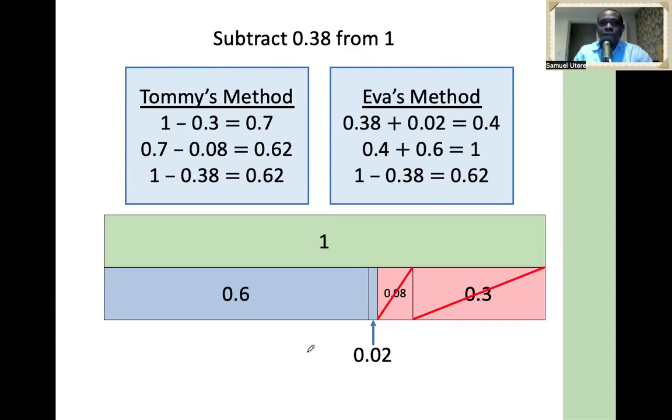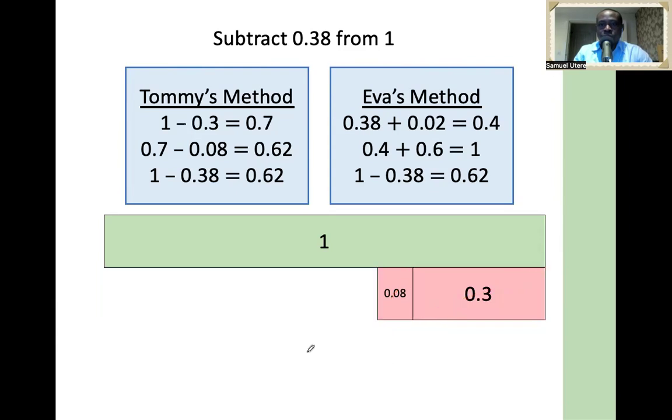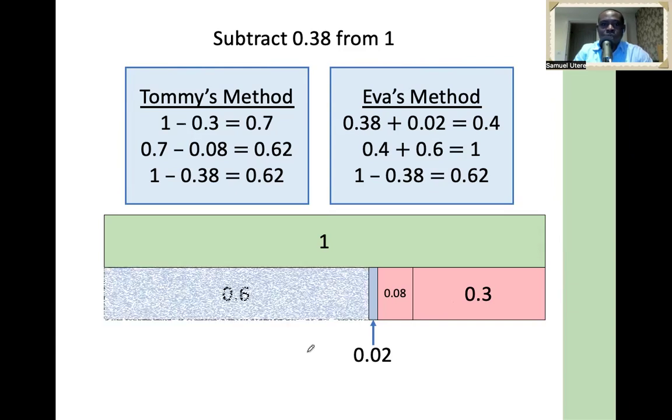Another way is Eva's method. Eva made 0.38 into 0.4 by adding 0.02 to it. And then she says, okay, 0.4 to make up 1 is 0.4 plus 0.6. So she's thinking, well, I've added 0.02, which was not the actual number I was given. I was given 0.38. So that 0.02 she added to 0.38 to make 0.4, she now adds to 0.6 mentally to get 0.62. So different mental strategies for doing calculations.